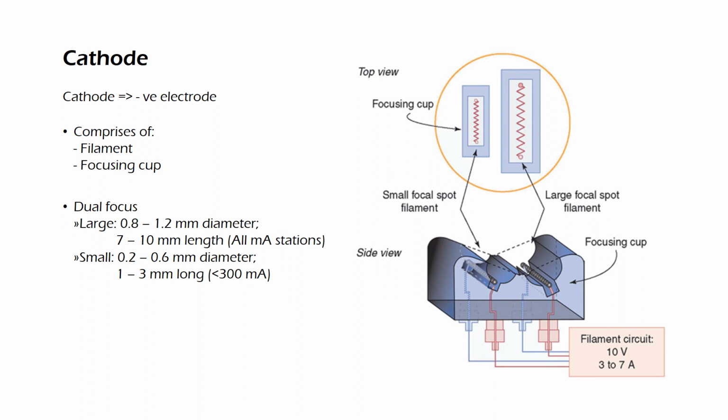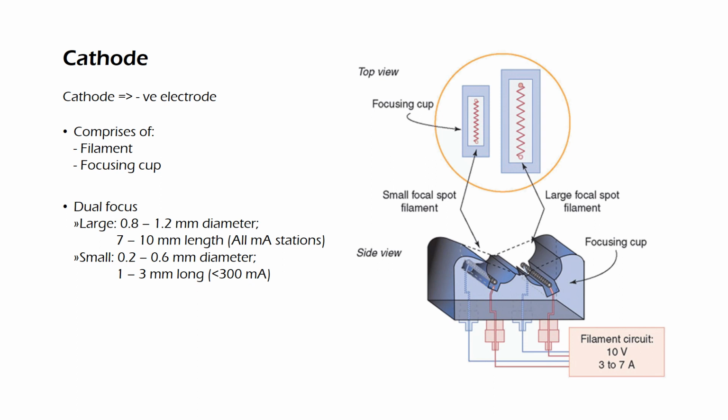The small focus is used for higher resolution imaging and is ideal for imaging small structures where lower amount of X-ray energy is required, typically below 300 mA. The large focus, on the other hand, is used for larger structures or when a higher amount of X-ray energy is required.